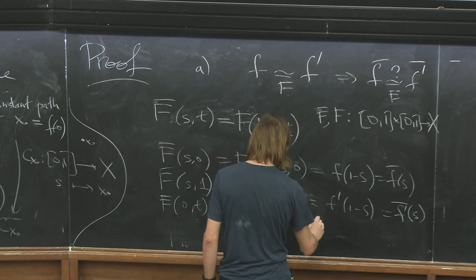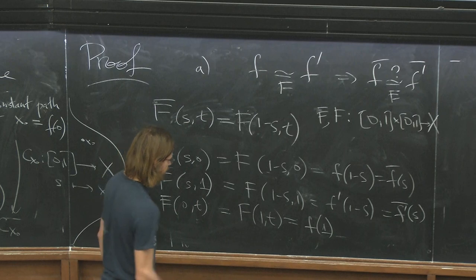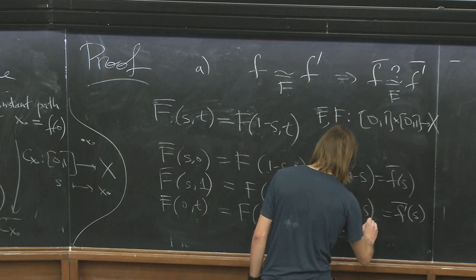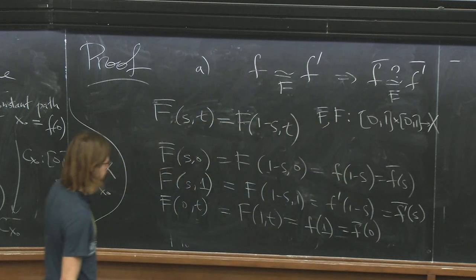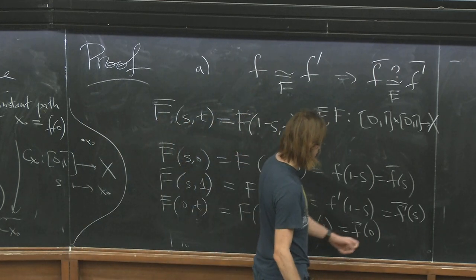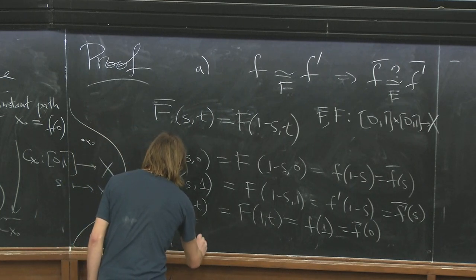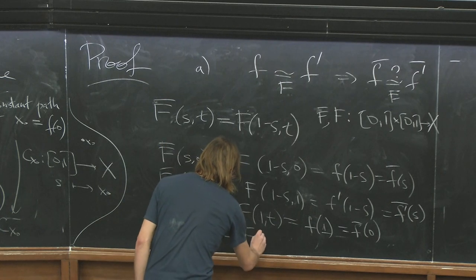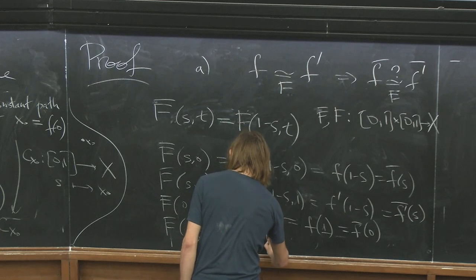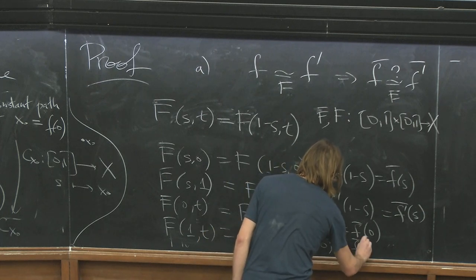So this is the same as F, in particular, the same as F of 1 for any T. But we know that the terminal point of F is the initial point of F bar inverse. And this is indeed what we want. So when we plug S to be 0, we do get F bar 0. And similarly, when S is equal to 1 and T is arbitrary, we get F of 0 T, which is F of 0, and this is the same as F bar of 1.